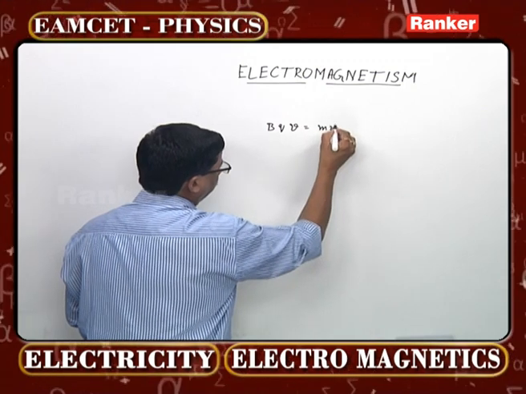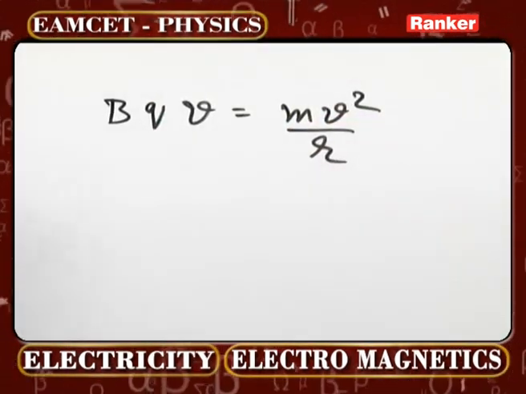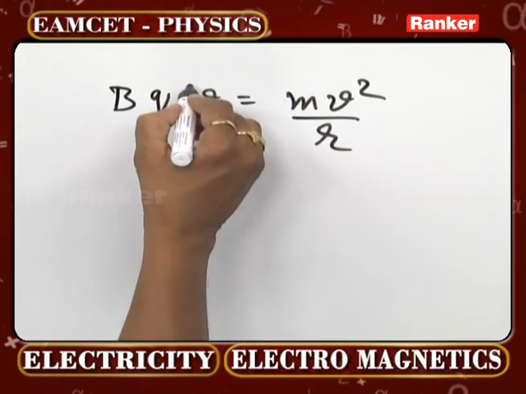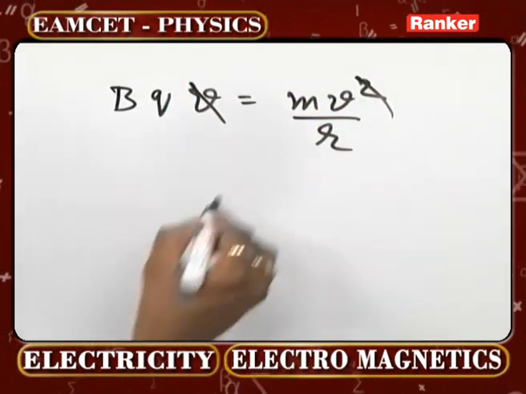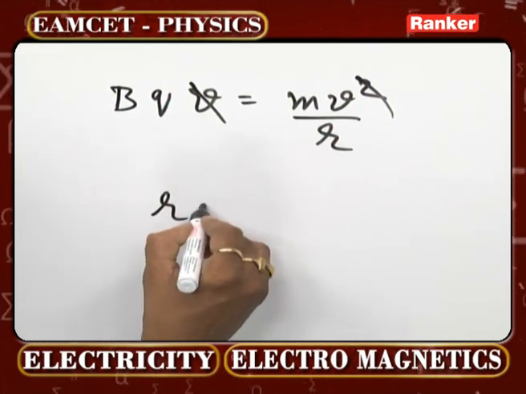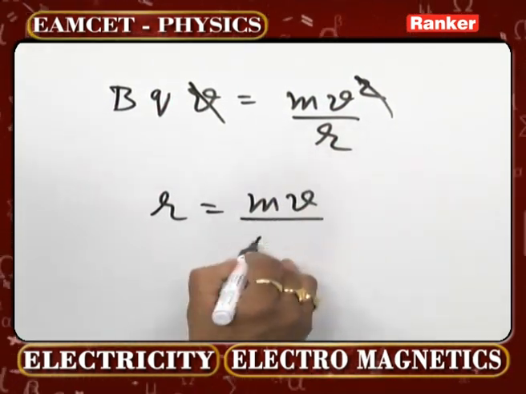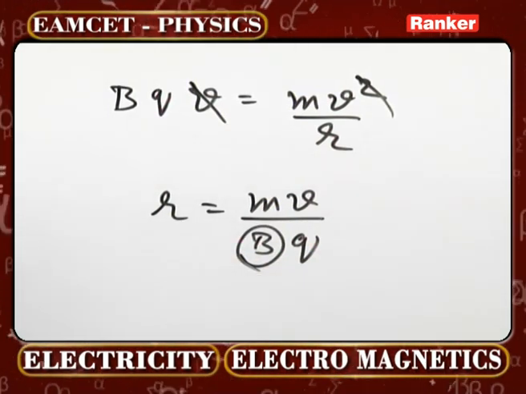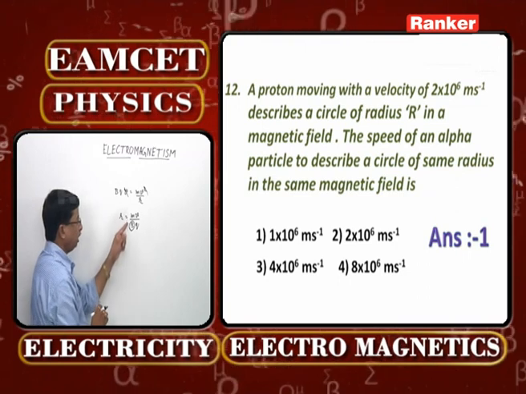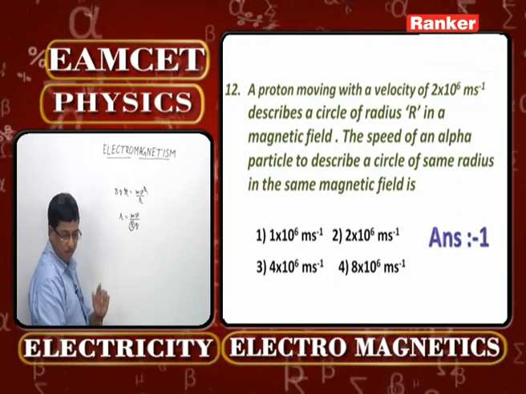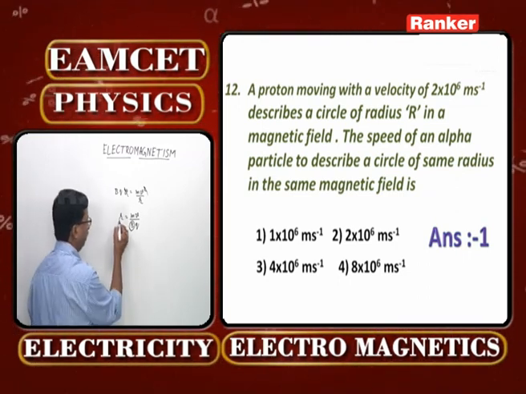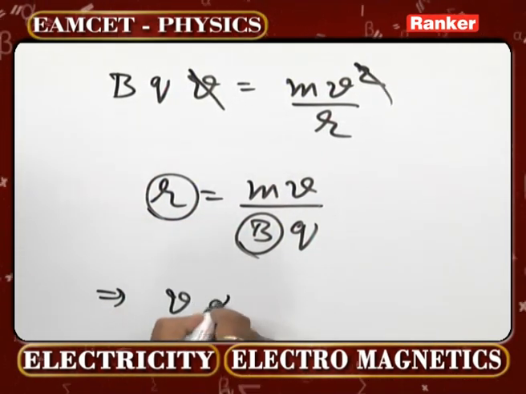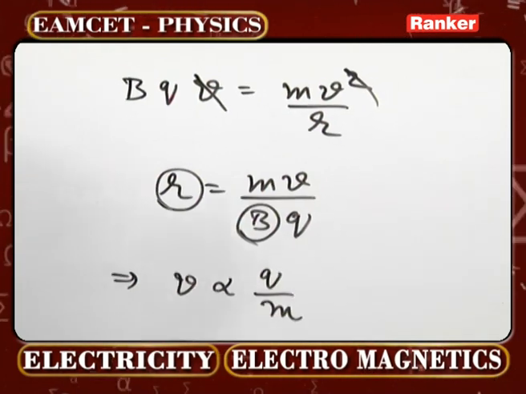Centripetal force is equal to centrifugal force. That is the formula. But what is he asking? Speed he is asking. So first of all you can cut this one. Now automatically you can write R = mv/(Bq). Same magnetic field he said, fine. But what else he said? He is talking about speeds differently. Same radius in the same magnetic field, R also is going to be the same. So can't you write from this one, v is proportional to q/m?